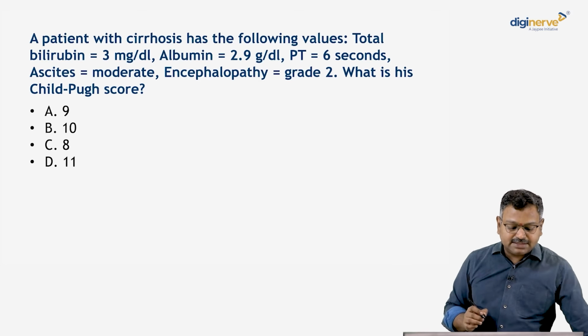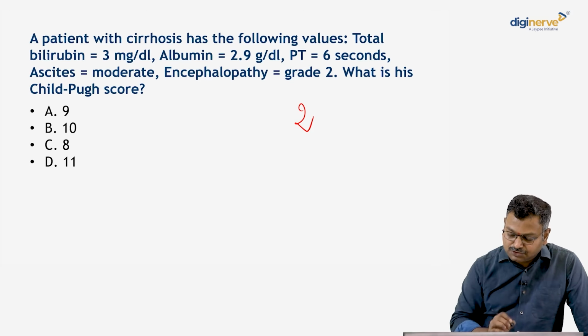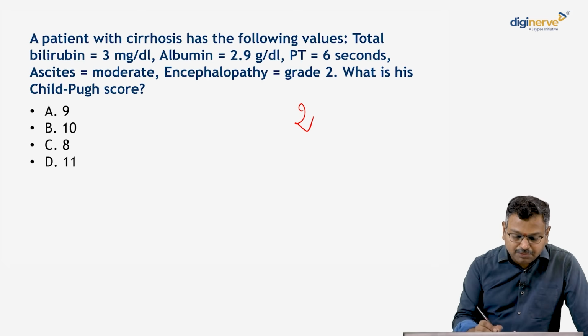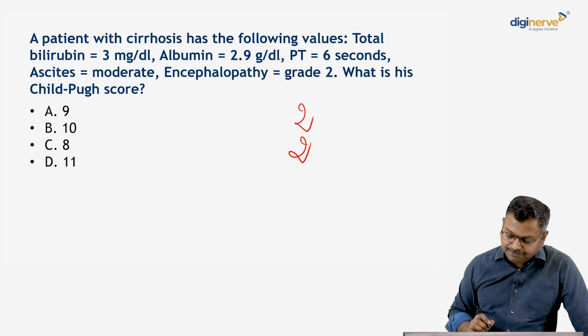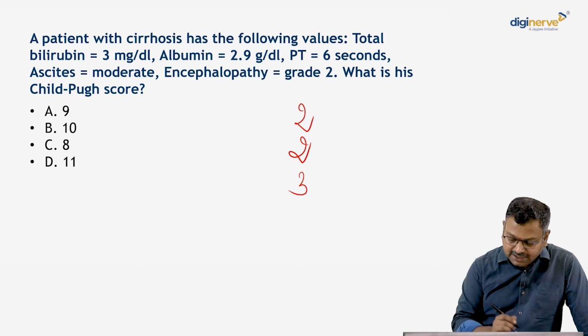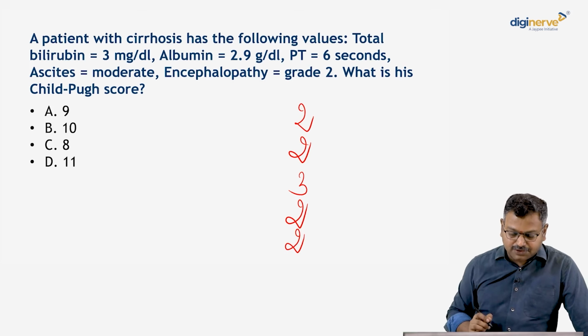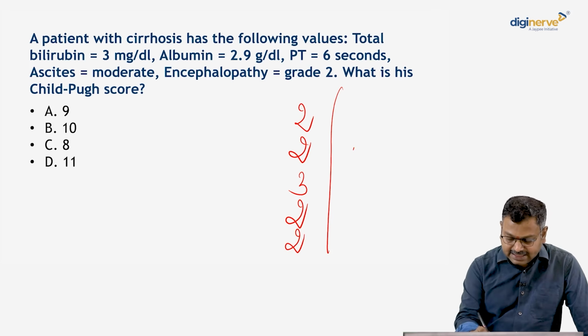Now the bilirubin is 3, so the score becomes 2 for that. When the bilirubin is more than 3, we give a score of 2. Low albumin again gets a score of 2. Prolonged PT gets a score of 3. Moderate ascites gets a score of 2. Grade 2 encephalopathy gets a score of 2. So the total score here is 11.